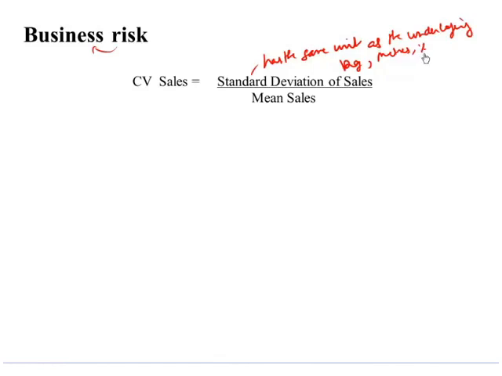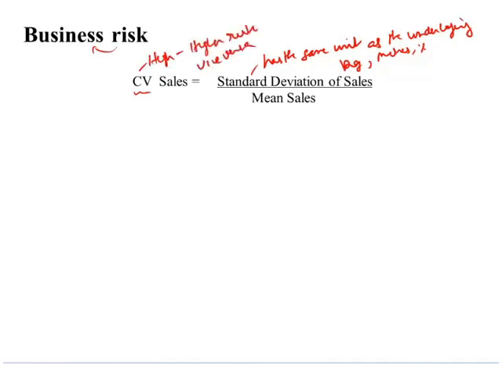So to make the standard deviation comparable across categories, we compute something called the coefficient of variation. And the coefficient of variation is calculated as the standard deviation divided by the average. We studied this in statistics as well. So the coefficient of variation as a ratio becomes comparable across industries and across different companies, and a high coefficient of variation would indicate higher risk and vice versa.